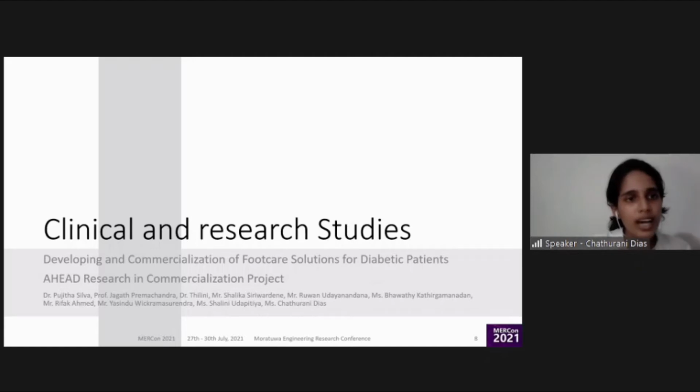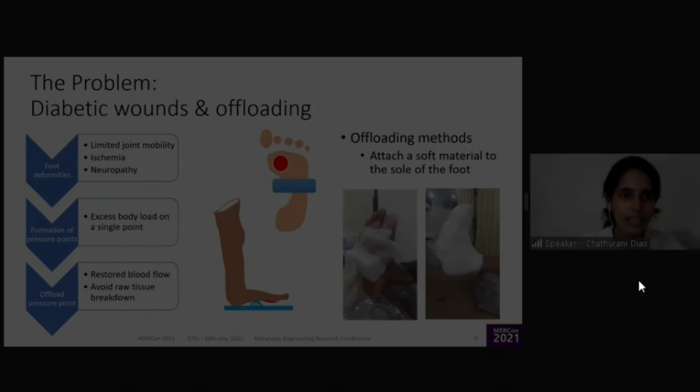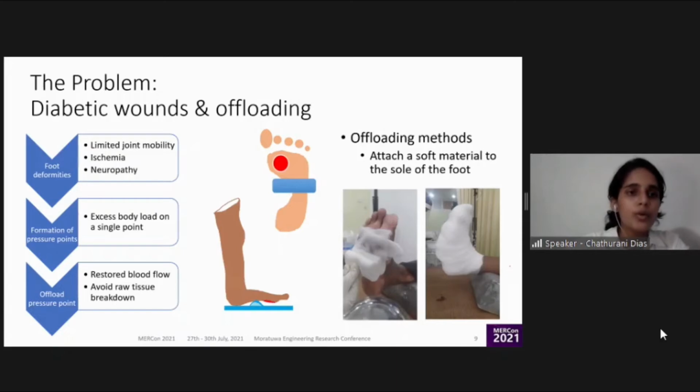So let's start by getting a small understanding of the problem. Long-term diabetic patients begin to develop deformities in their foot structure. Because of that, pressure points, areas where the load is excessively concentrated, begin to form in the sole of their foot. In addition, they also develop a condition called neuropathy, which gives reduced sensation in their feet. So even if they have a pressure point, they would not feel the pain or discomfort of it.